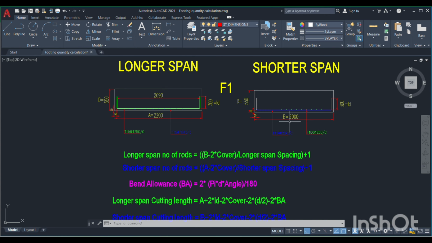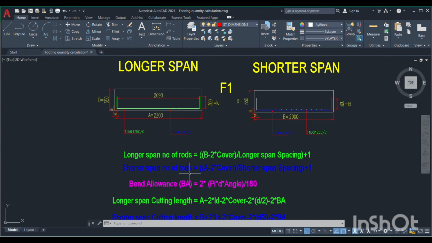Here the longer span rod is equal to B. B means shorter span length minus 2 times the cover. Here one side cover means this side one cover and this side one cover, divided by the longer span spacing, +1. This is the longer span rod. Longer span rod means 10 at 125. This is the longer span rod spacing.